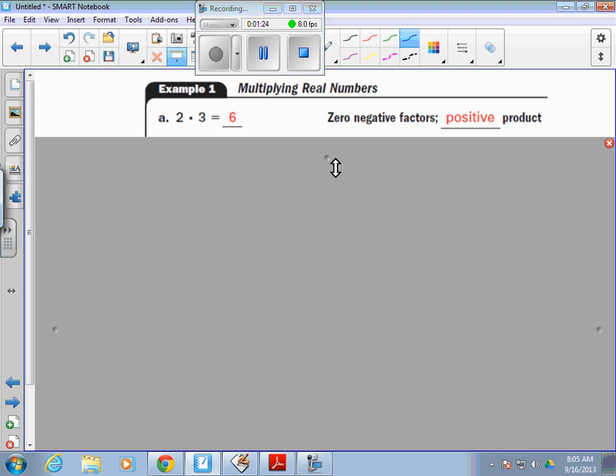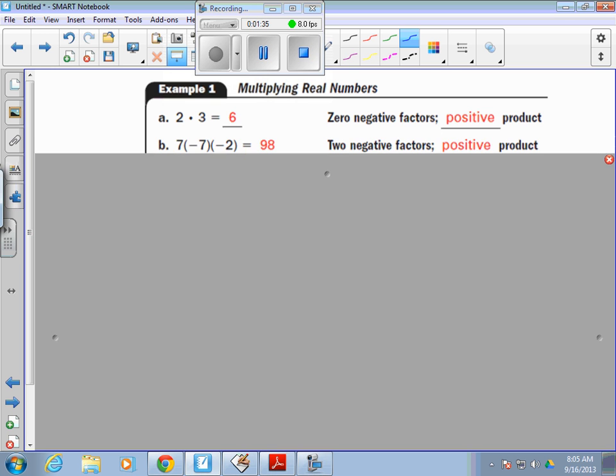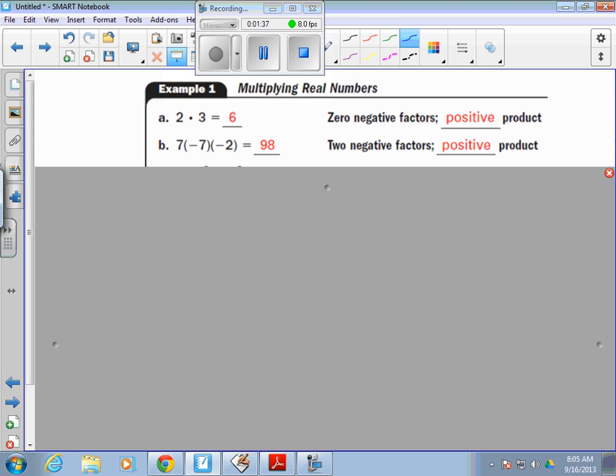Example number one says multiplying real numbers. 2 times 3 is 6. Both of them are positive. Neither one is negative, that means they have zero negative factors, so it's going to be positive. B says 7 times negative 7 times negative 8. Notice there are two negative factors. That's an even amount, so it's going to be a positive product. 7 times 7 is 49 times 2 is 98, a positive 98.